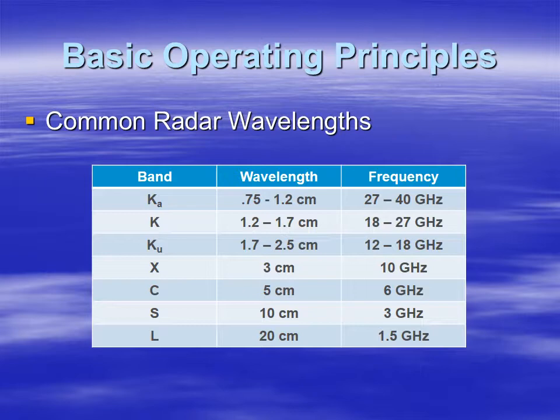We're going to be spending more time talking about S, C, and X band. L band is also somewhat important. But there are also shorter wavelengths, the K bands. There's also a KU and a KA band.